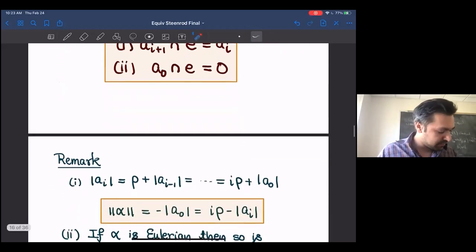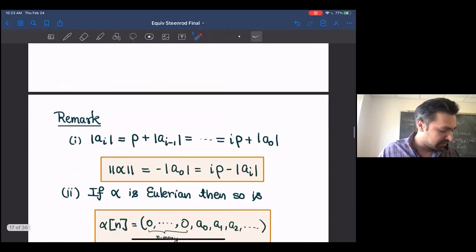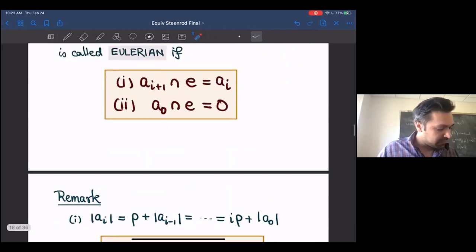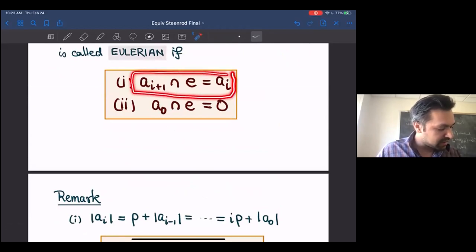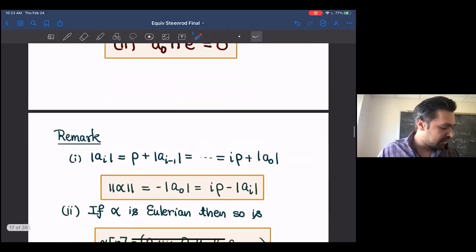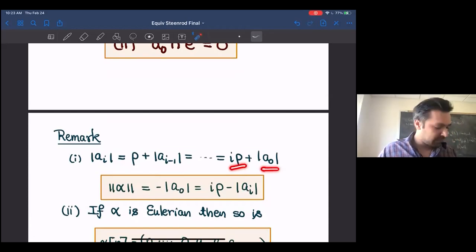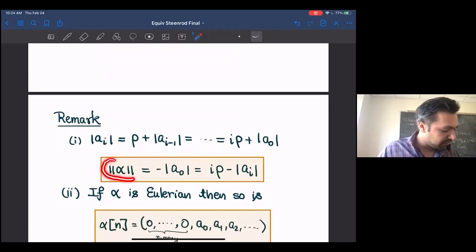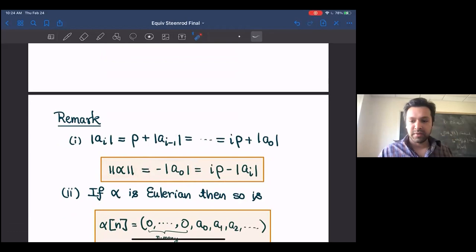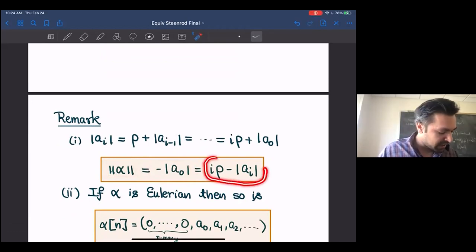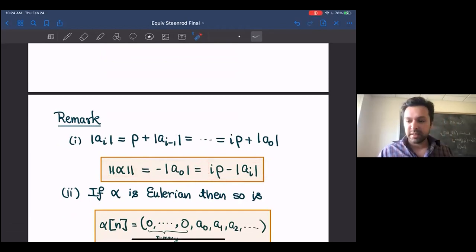to each Eulerian class. Now I want to make some remarks so that we don't get confused later on. First of all, because of this first relation, that A(i+1) capped with the Euler class has to be Ai, it implies that the degree of A(i+1) has to be equal to rho plus the degree of Ai minus one. And if you continue along those lines, you're going to get that this is equal to i rho plus the degree of A0, the initial thing. And the shift degree for this norm of alpha is going to be the negative of the degree of the first element. And this is going to be the same for A(i) rho minus the degree of Ai for all i. So this is a constant, and this is going to be my shift degree.